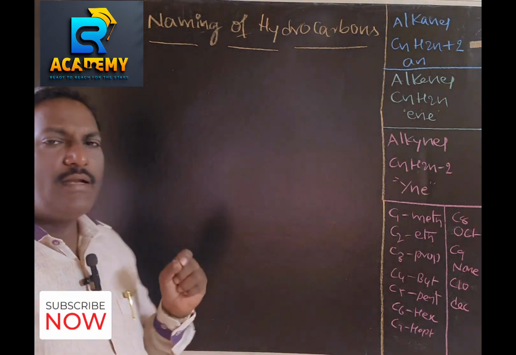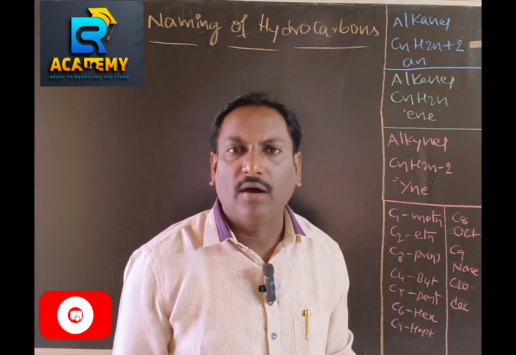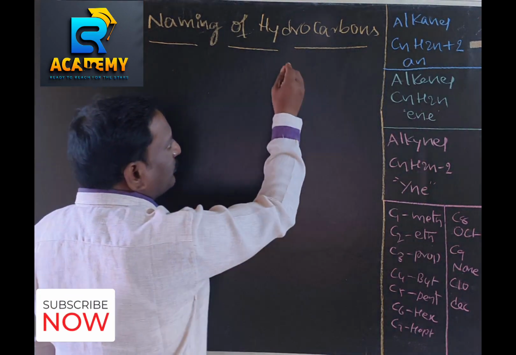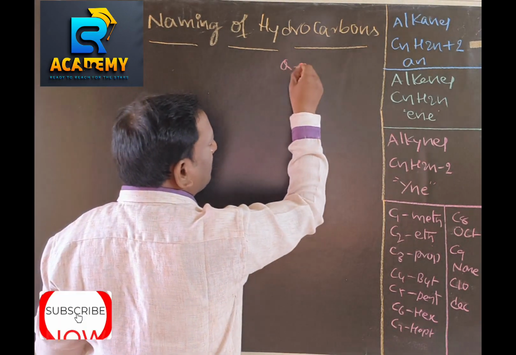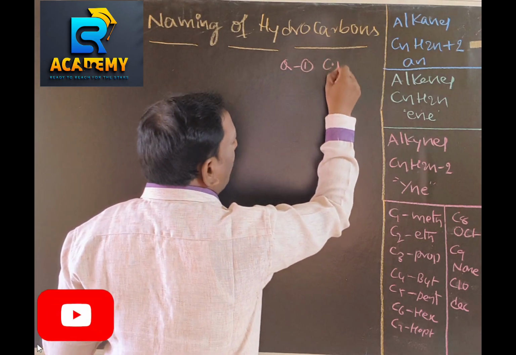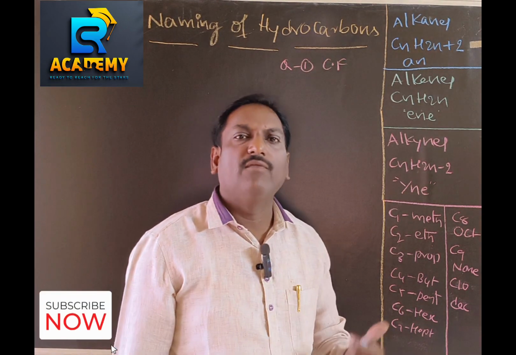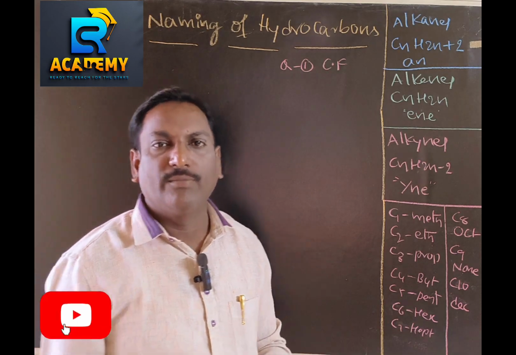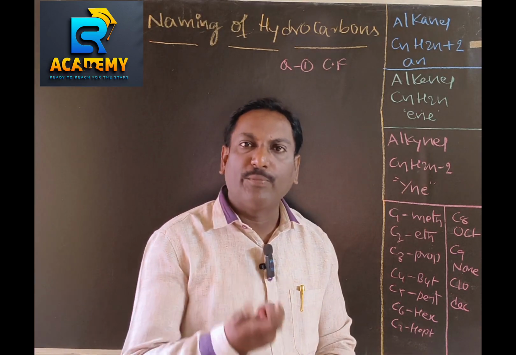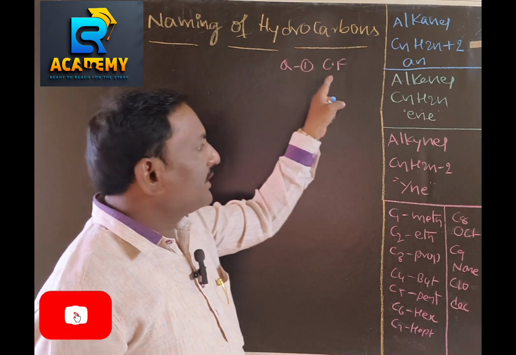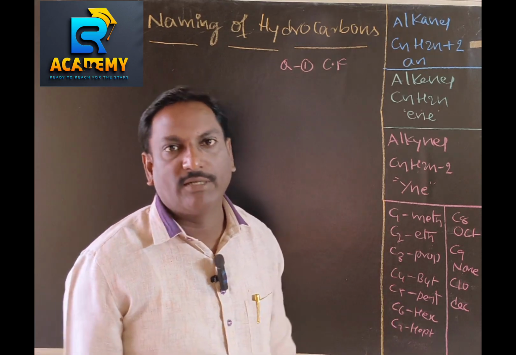Next one. What kind of questions you will get in case of hydrocarbons? Model questionnaire. Question number 1: What is the chemical formula of the given hydrocarbon? What is the chemical formula of pentane? Of butane? Of propane? Like this, based on chemical formula, you will get the question in the examination.